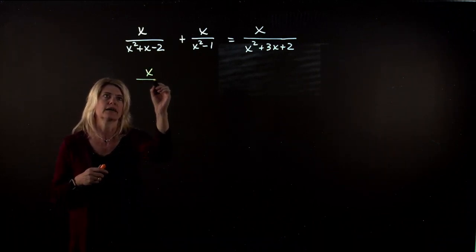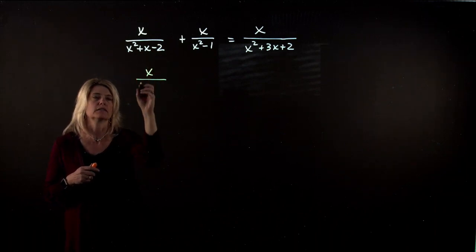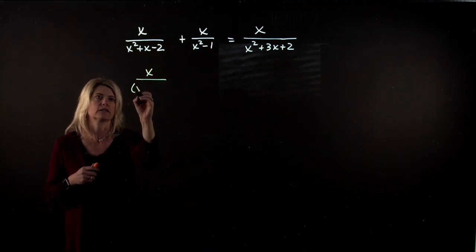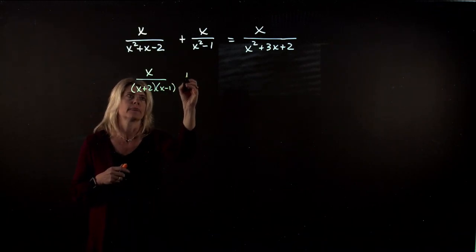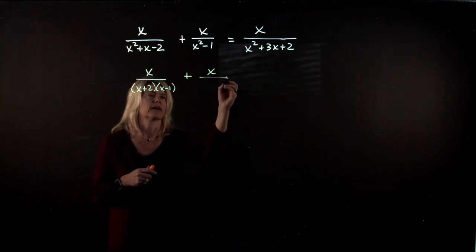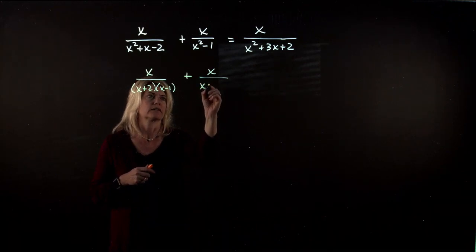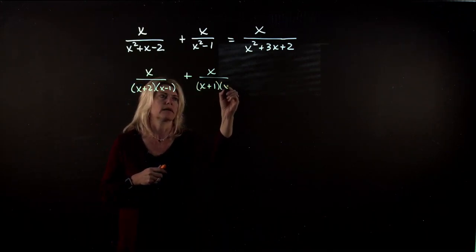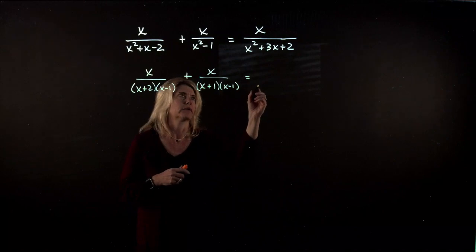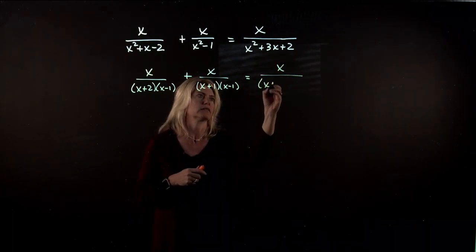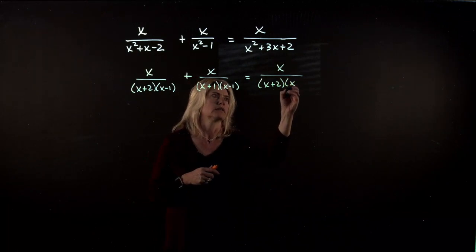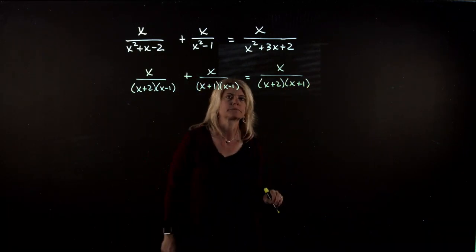So this will be x divided by this trinomial factors down to x plus 2 times x minus 1, plus x divided by this factors down to x plus 1 times x minus 1, and that will equal x divided by this trinomial factors down to x plus 2 times x plus 1.